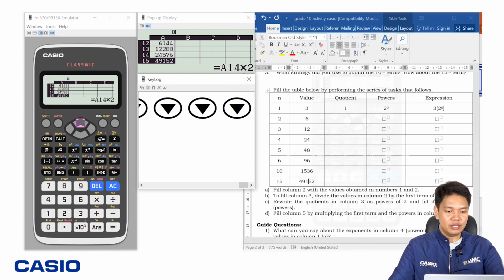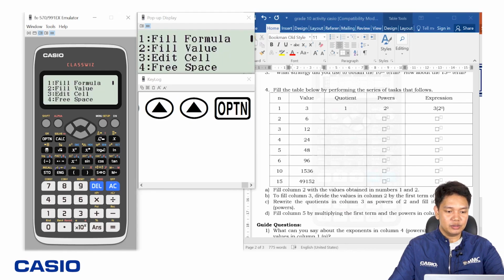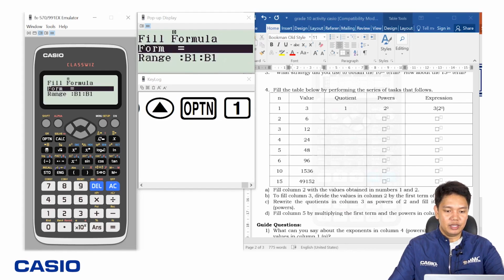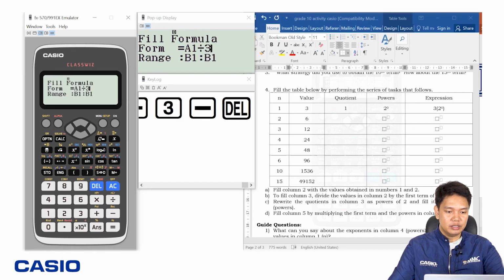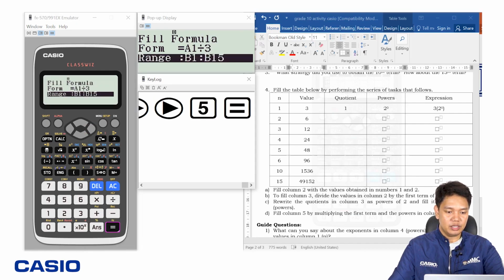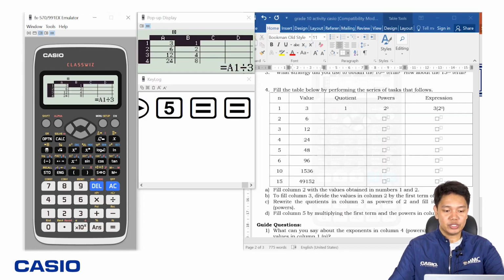Alright, let us do that in our spreadsheet again. Going to B1 using arrow keys. The same thing, we need to press options and then fill formula. And then our dividend will come from the first column, which is A, so alpha and then negative sign, and then 1 divided by our first term 3 and then equals. The entries is until B15, so press equals and another equals. We have now the quotient.